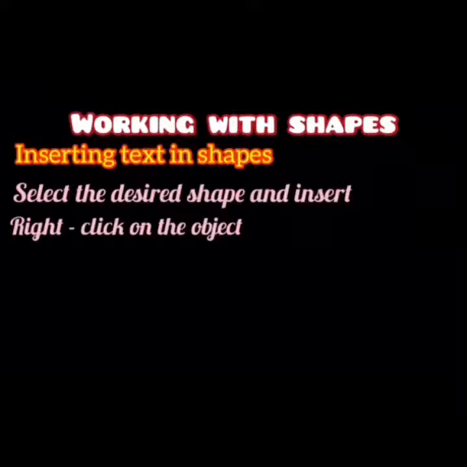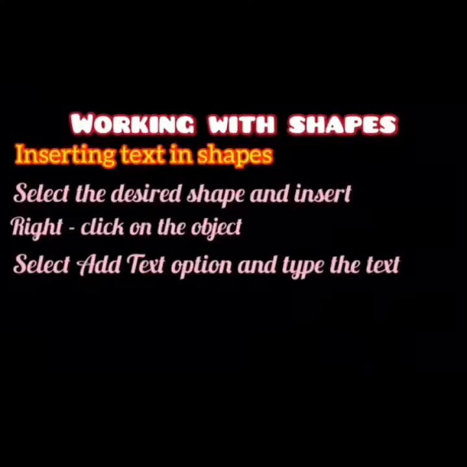First I have to insert any shape, then I have to right click on this particular shape. Once I right click, I will get many options. From those options I should select Add Text. When I click on Add Text, what will happen? A cursor, that is a blinking line, will appear inside the shape. Then you can type anything, whatever is required, inside the shape.